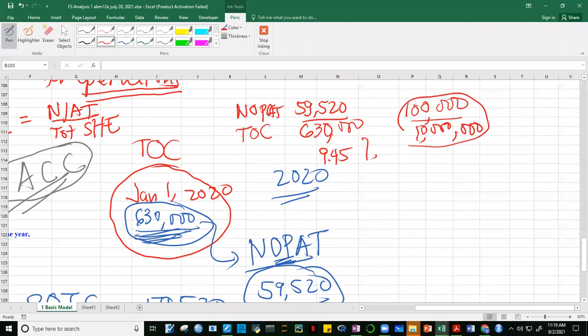Ito guys, ito 1% lang. 100,000 over 10 million, that's 1% lang. So, do we now say that company B that had NOPAT of 100,000 was a better performer? Definitely not, guys. So this brings us, guys, to the concept of ratios. We don't just assess a figure in isolation. Mali yun. Kasi very tempting, ano? Ay, 100,000 yung NOPAT niya.